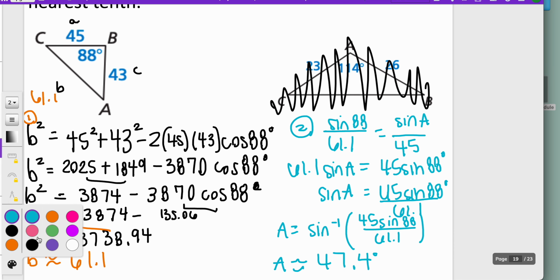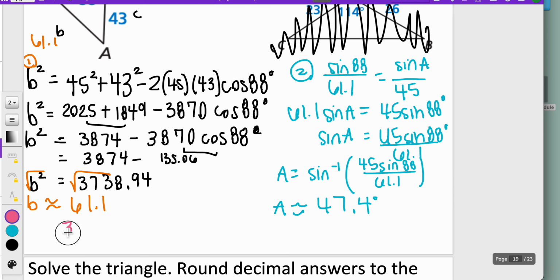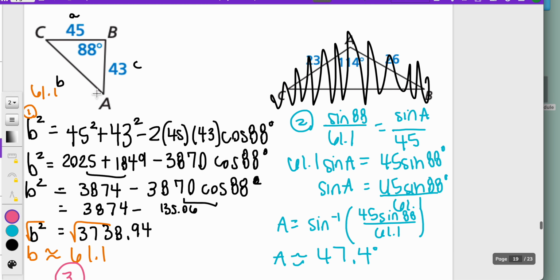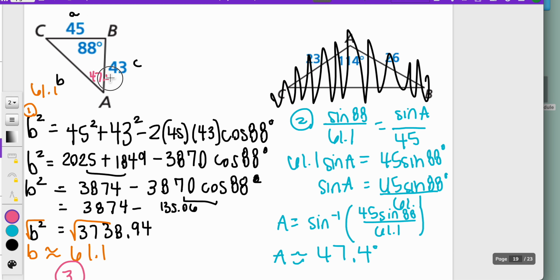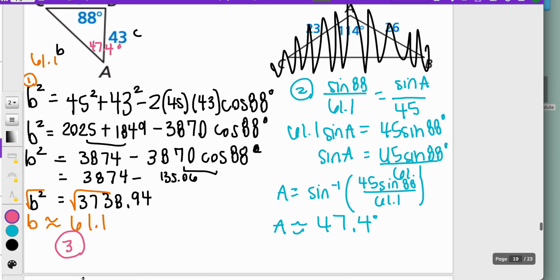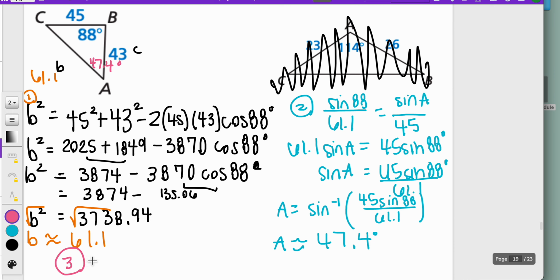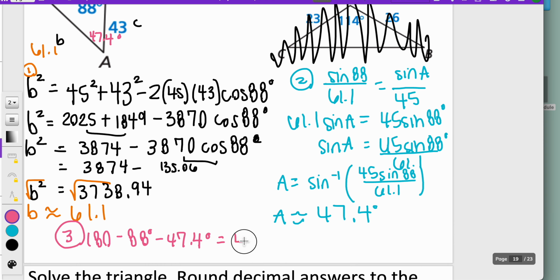So then our final step here, because A now is 47.4 degrees and I know what B is, now I just have to find my angle C. So I just take 180 minus the 88 degrees from B, minus the 47.4 degrees from A, and I'll get C, which would be 44.6 degrees.